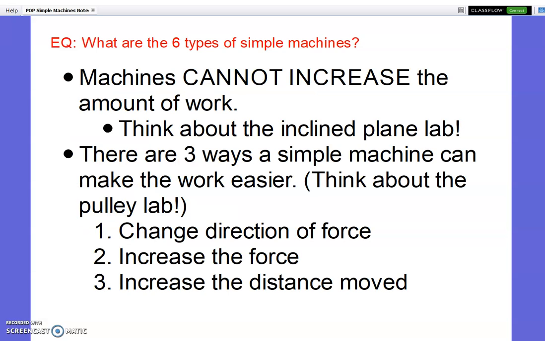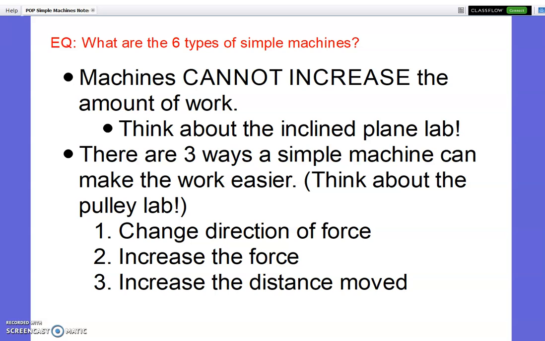Now, one thing machines cannot do is increase the amount of work that you perform. I want you to think about the inclined plane lab that we did, where we had to lift the cart up the incline. And it didn't matter how steep the incline was, we always did the same amount of work. But it did make the work easier by reducing the amount of force necessary to lift the cart. There's actually 3 different ways a simple machine can make the work easier.